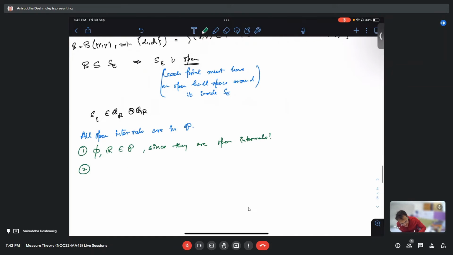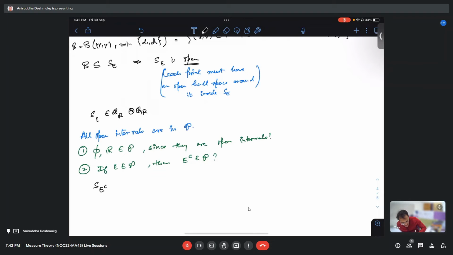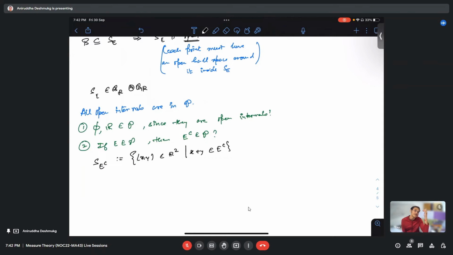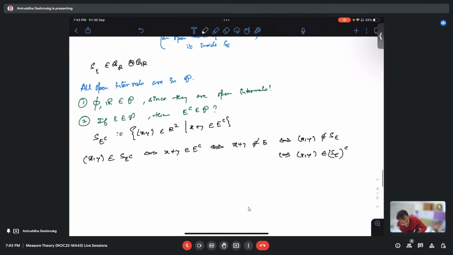Let us start proving the second one. That means if E is inside P, then E complement is inside P. So we need to see whether this is true. One way is, let us look at S of E complement. That means all those x, y in R2 such that x plus y is inside E complement. But what does it mean that x plus y is inside E complement? It means that x plus y is not inside E, and therefore the pair x comma y cannot be inside SE. So start with xy in S of E complement. This is the same as saying x plus y is inside E complement, which is the same as saying x plus y is not inside E, which is the same as saying x comma y is not inside SE. But the last one is the same as saying xy is inside SE whole complement. So therefore, S of E complement is actually equal to SE complement.